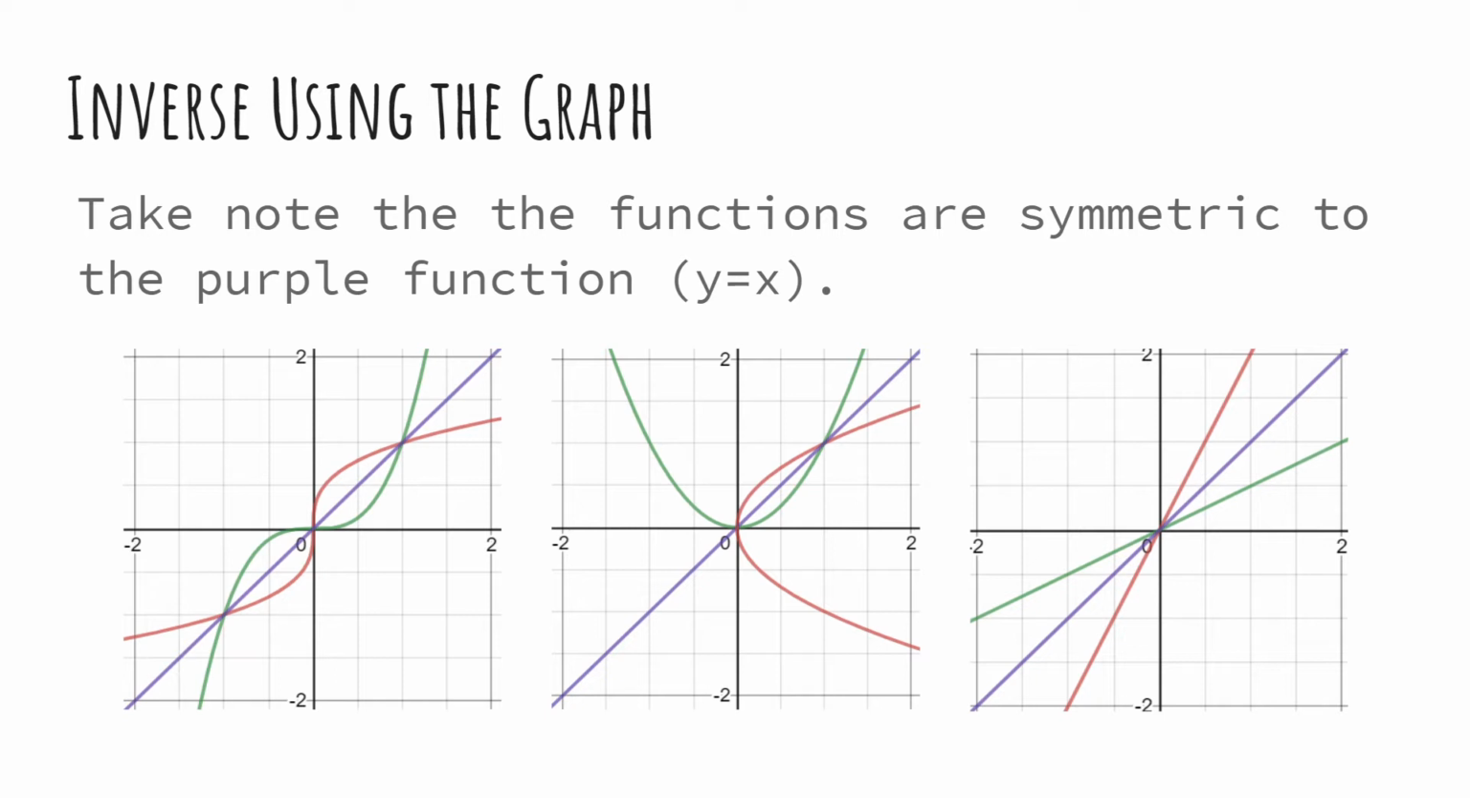So you've got three examples there. That first one all the way to the left is a cubic function. And if you think about your parent functions, that green one is a cubic and the red line is a cube root, so you know that those are inverses. And the second one, the middle one, the green one is a quadratic and the red one is both sides of a square root function. And then that third one is just a linear function.